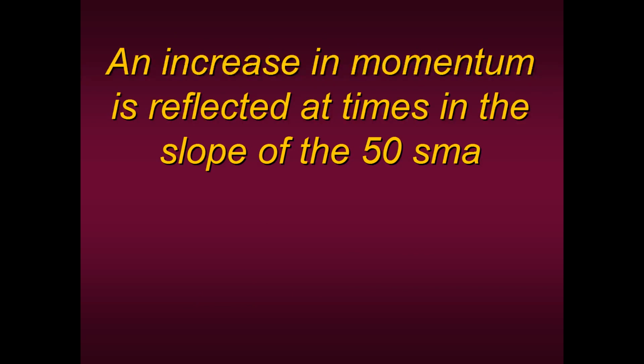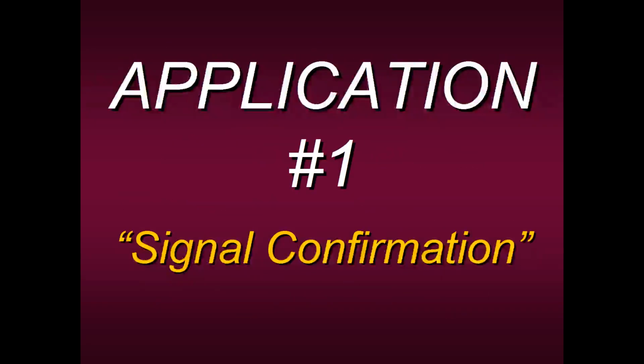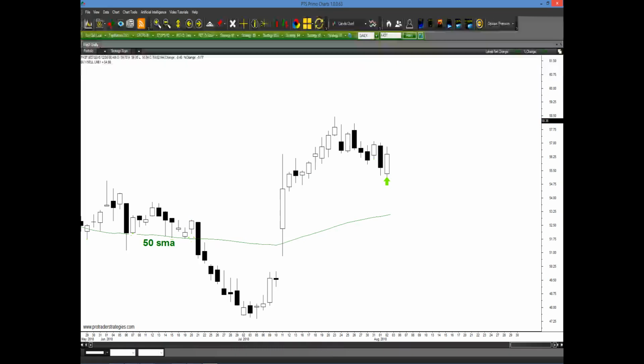Our strategies and methods rely on momentum because we're looking to capture that momentum. The only thing is we haven't been able to quantify it. Now, the custom crosshairs can help in defining the strength of that slope. So let me show you how to do this in its first application. This is application number one, and we can apply it as a signal confirmation tool.